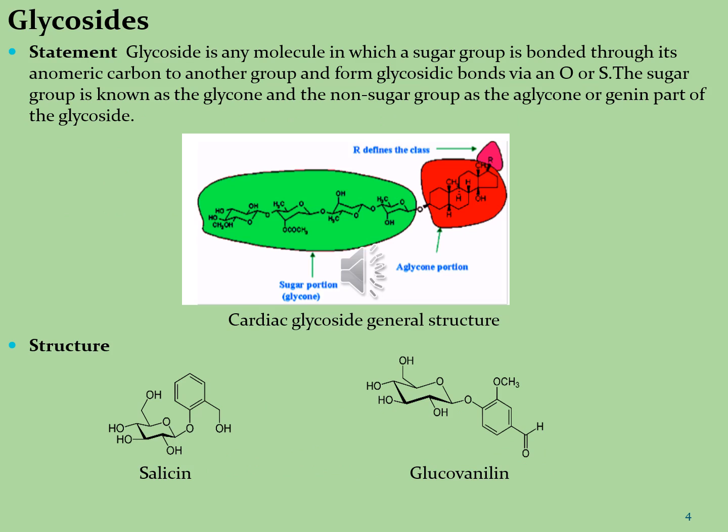Let's see what are the glycosides. Glycosides are the phytoconstituents that have been derived from the plant sources, and a glycoside is any molecule in which a sugar group is bonded through its anomeric carbon atom to another group and forms glycosidic bonds via an oxygen atom or sulfur atom. So the sugar group is known as the glycone part and the non-sugar group is generally known as the aglycone part. Basically, the aglycone part is the general group of these molecules.